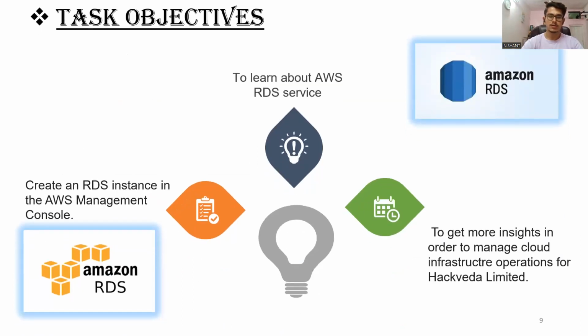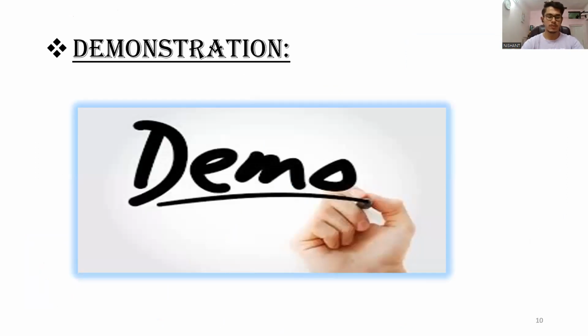So the task objectives were to create an RDS instance in the AWS console, to learn more about the AWS RDS service, and to get more insights in order to manage cloud infrastructure operations for Hackweather. Now I'll show you my demonstration.